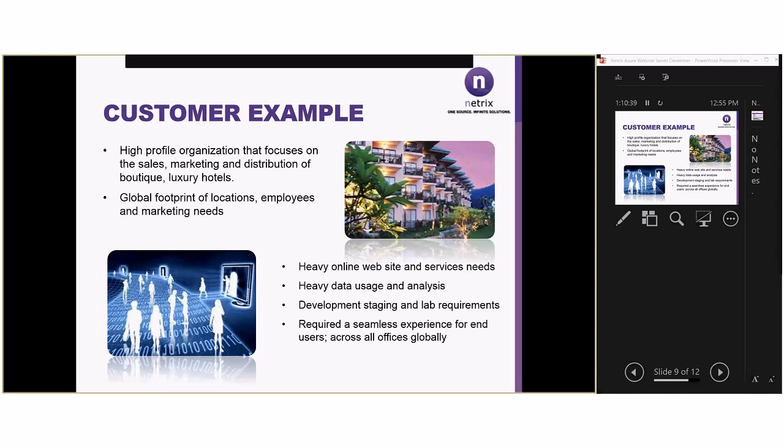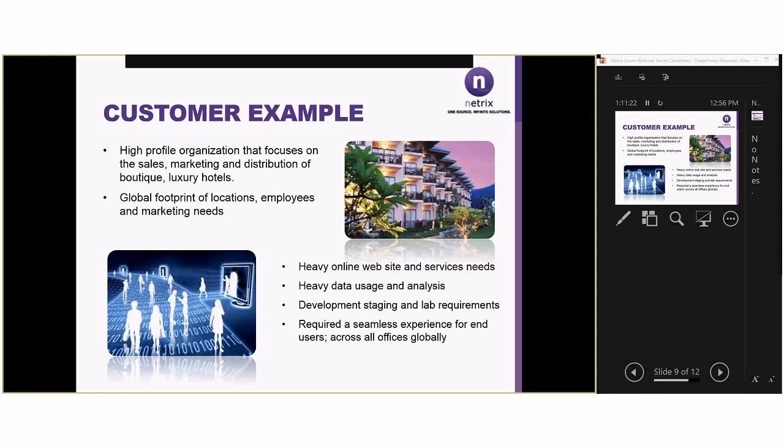This particular customer is a very high-profile organization that focuses on sales, marketing, and distribution of boutique luxury hotels. If you think through places where you've booked a particular hotel, a hotel has to meet certain criteria to be acknowledged by this firm. So you can think of their global footprint and the different locations they would have. It's a very large organization that runs a very specific, niche business. They're very heavy on online website and services needs, and very heavy on data and storage usage, to Joni's point earlier about the storage components.